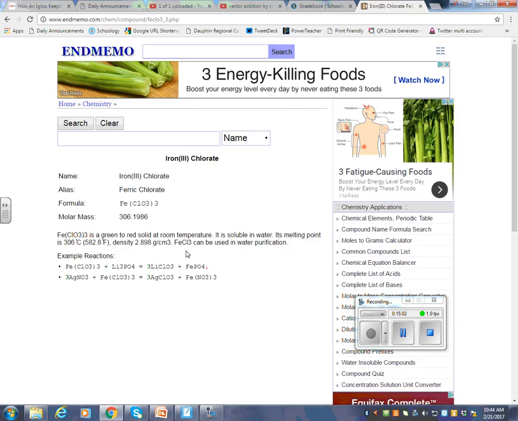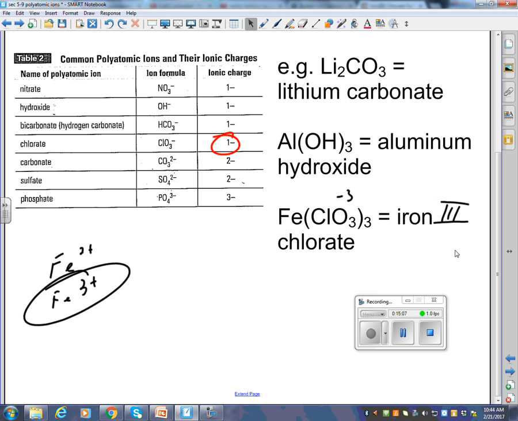It can be used in water purification. Really? That's what it says. Iron 3 chloride.